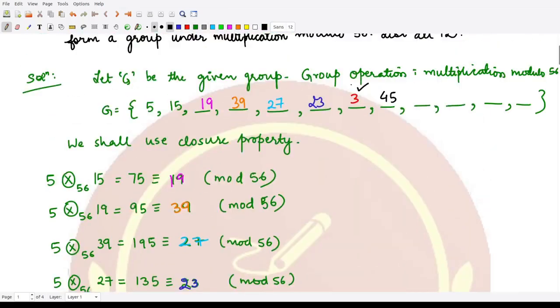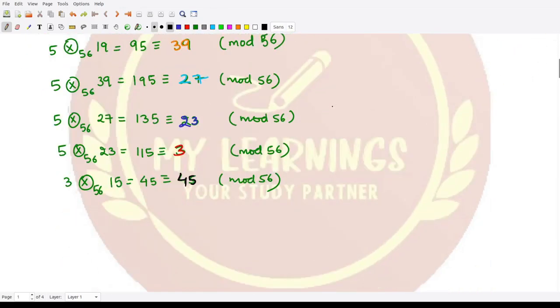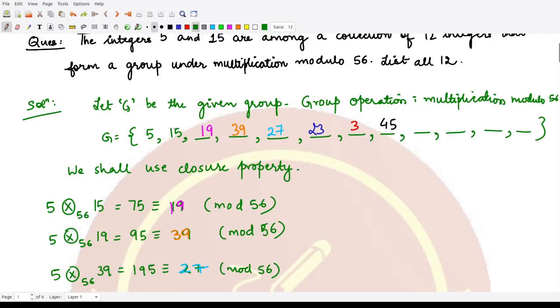Now 3 is the smallest number, so let's use it to solve all the other calculations, because we are exhausted with our numbers and it would make our calculation easier. Once you calculate it with 5, it is 15.